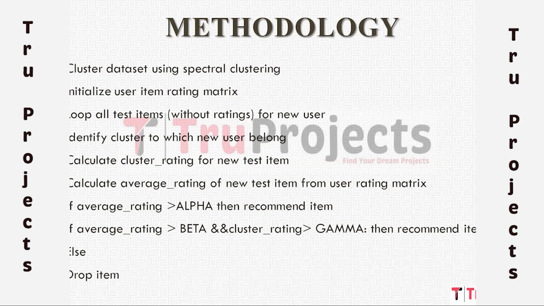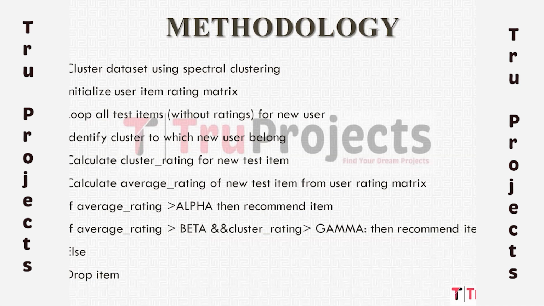Fifth module is calculate cluster rating for new test item. The cluster's average rating for the particular test item is calculated. This rating represents the preference of users within the same cluster for the item. Sixth module is calculate average rating of new test item from user rating matrix. The average rating of the new test item is calculated using the available ratings from users who have already rated the item. This provides an idea of the item's overall appeal.